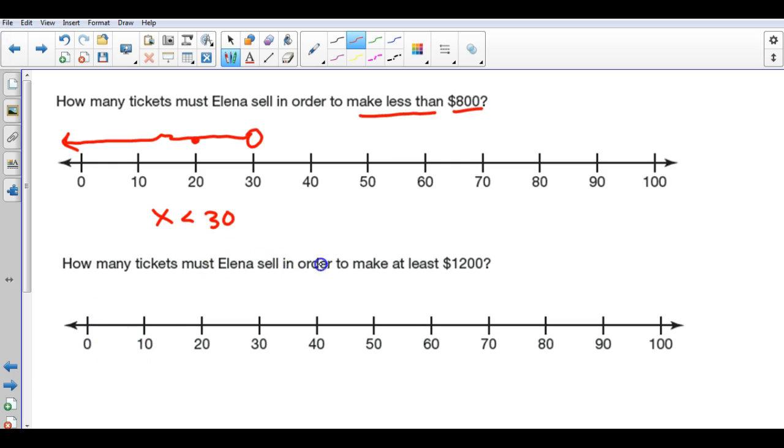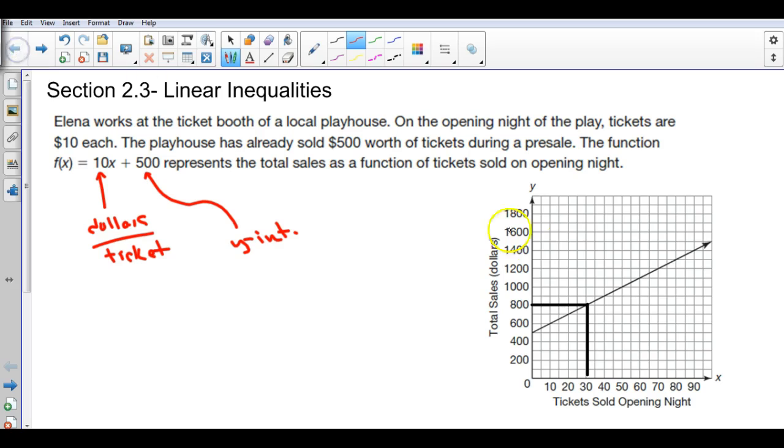How many tickets must she sell in order to make at least $1,200? So I'm going to go back to the chart again. I'm going to delete these things off of here. And now let's draw a line over going from where 1,200 is. So we want to know for her to make at least $1,200.